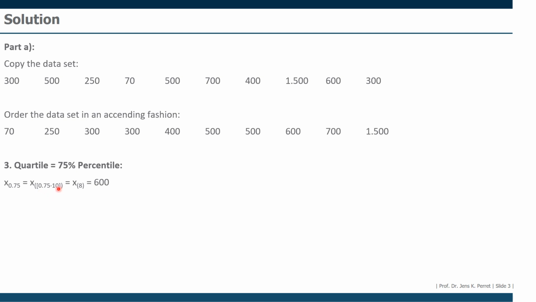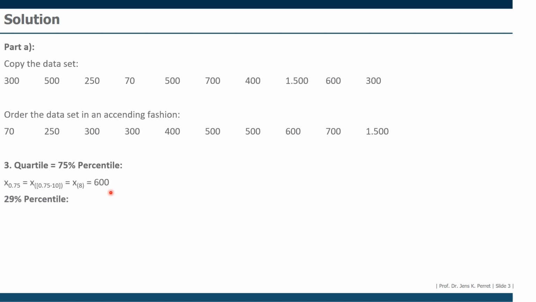Then those brackets on the left and right come into play. They mean I'm going to round up. I'm always going to round up. So 7.5 rounded up gives me 8. So I'm going to check out the 8th value in the ordered data set, which here is 600. So that's the first of the 3 values I need to calculate. The third quartile is 600.